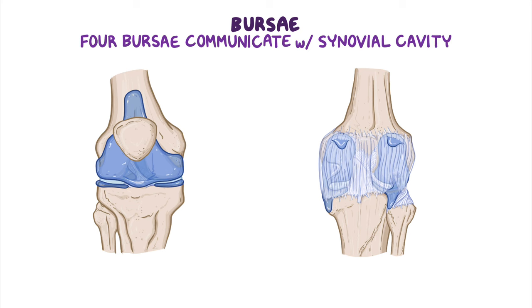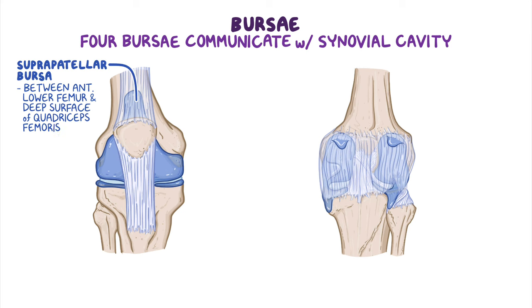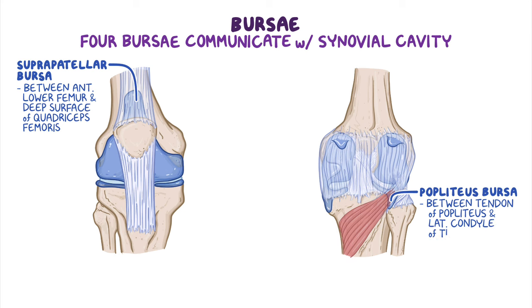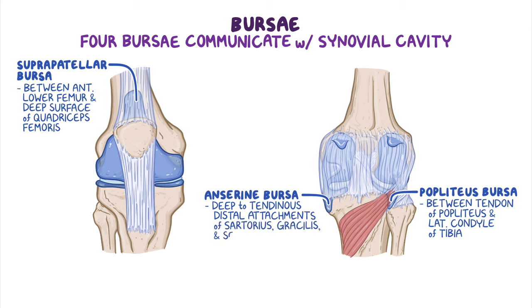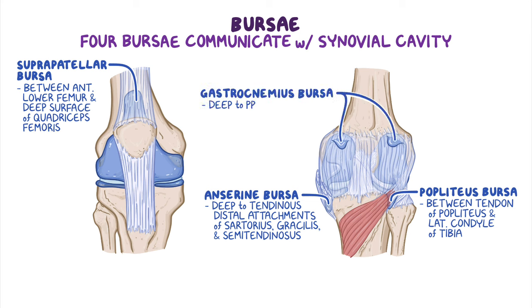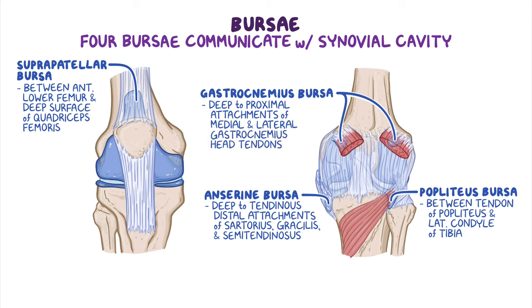Next are the four bursae that communicate with the synovial cavity of the knee joint. These are the suprapatellar bursa, located between the anterior surface of the lower part of the femur and deep surface of the quadriceps femoris, the popliteus bursa between the tendon of popliteus and the lateral condyle of the tibia, the anserine bursa, which is deep to the tendinous distal attachments of the sartorius, gracilis, and semitendinosus, and finally, the gastrocnemius bursae, which are deep to the proximal attachments of the medial and lateral gastrocnemius head tendons.